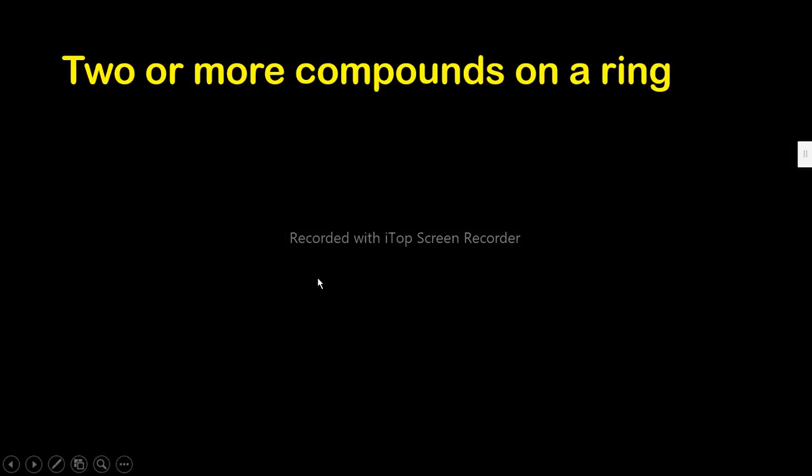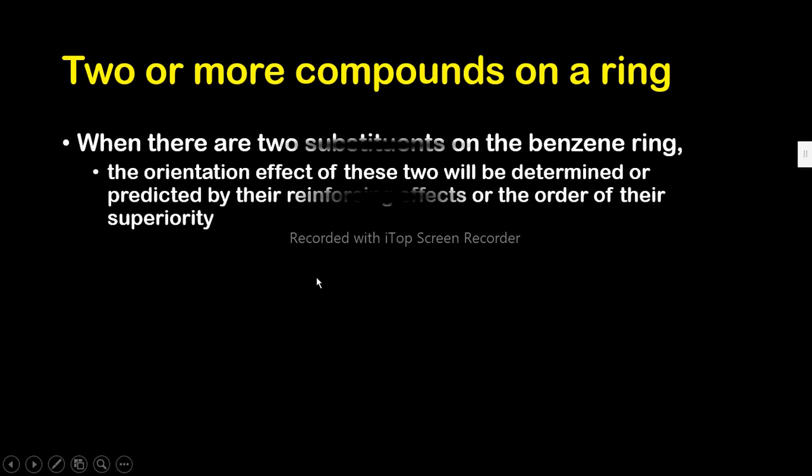For reactions where on a ring you have more than one group, 2 or more groups, then obviously one group is going to be preferred over the other, but the incoming electrophile attaches according to the overall, the resultant effect of these groups on the ring. What am I talking about? Let's see.